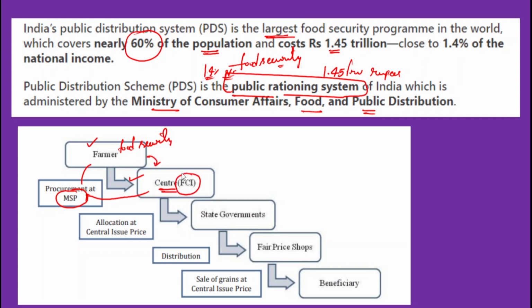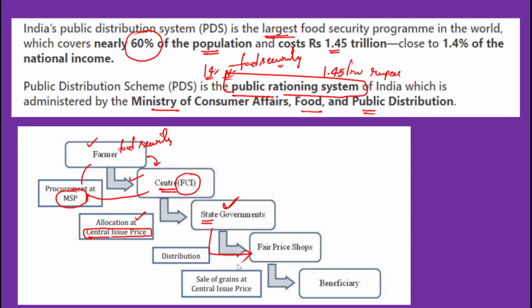Then the center, through the Food Corporation of India, stores the procured food grains, and these food grains will be allocated to the respective state governments under the central issue price. The central issue price is also a subsidized price. So through the central issue price, the central government will provide food grains to the respective state governments. This is the third step. Now after the allocation of food grains to state governments, they will distribute these food grains to the respective fair price shops.